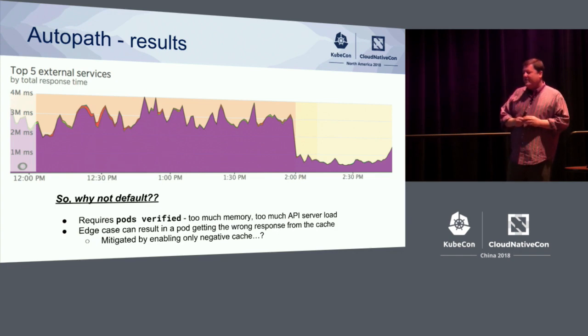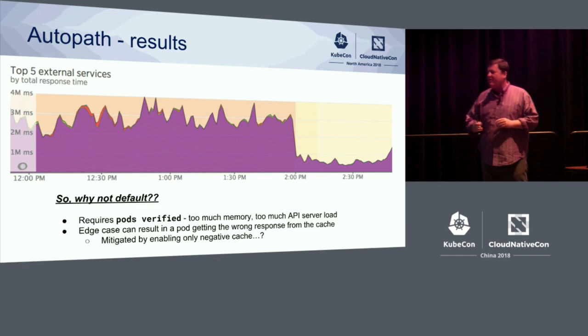There's also a very strange edge case when you have caching enabled, that you can sometimes get the wrong answer if you have services and endpoints and namespaces that have kind of colliding names.